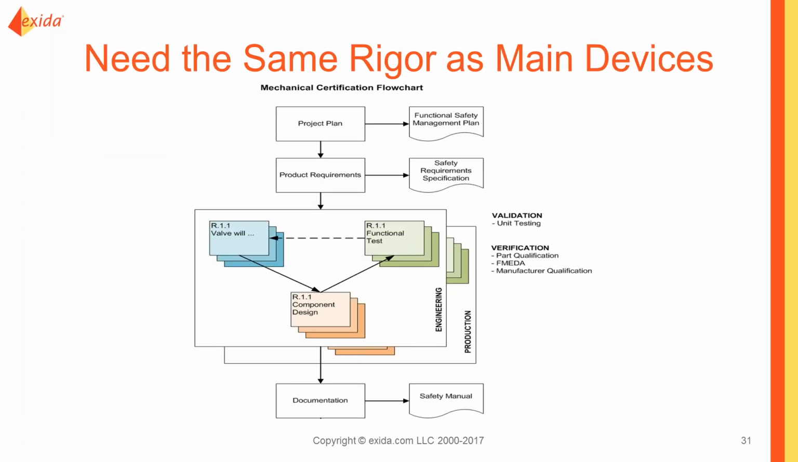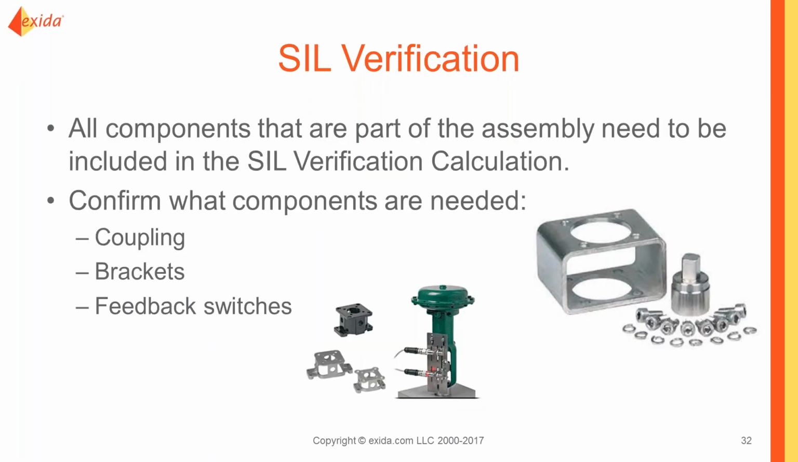So this slide, we were thinking about the systematic correctness of the design. And then with SIL verification, we're actually going to do the modeling for the random reliability. And it's important at that point that the components that are needed to make it an assembly are included in the SIL verification calculation. So we need to include the failure rates for couplings, the failure rates for brackets, failure rates, although they are a second order, for feedback switches for diagnostics. So they're not as dominant as, say, a coupling failing, but they should be considered as annunciation failures for modeling the system. So all those parts that are safety critical need to be included.